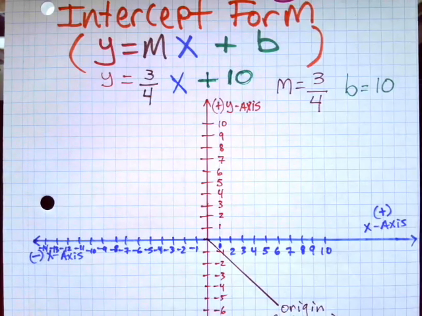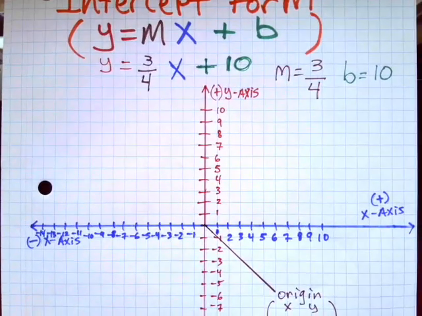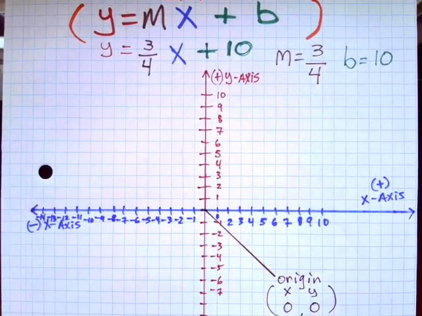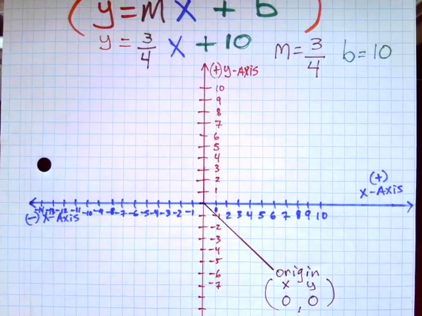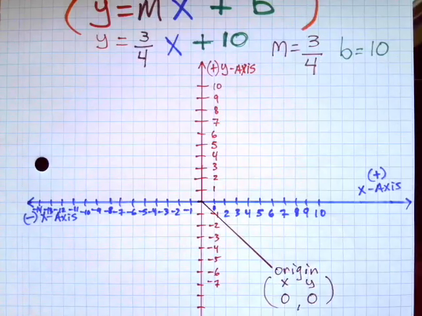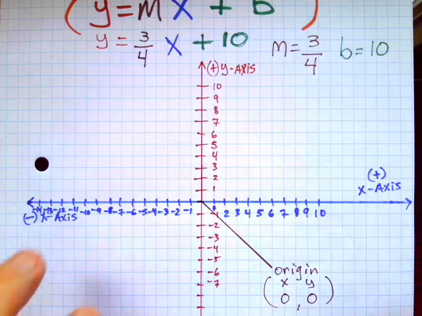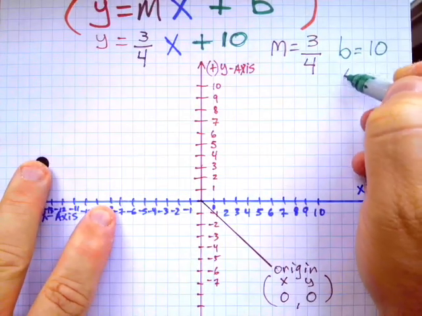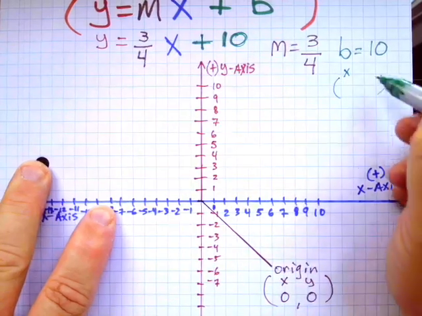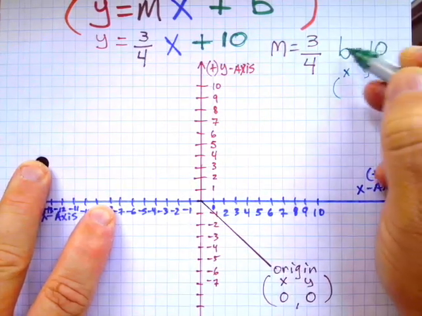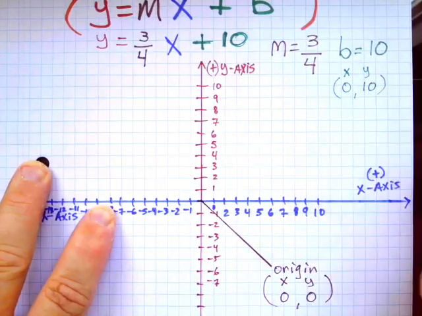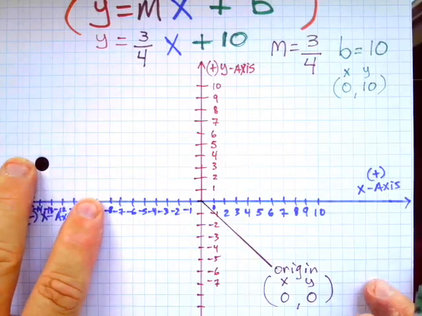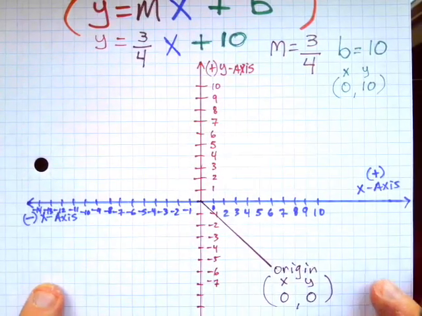So let's go ahead and graph the equation y equals 3/4 x plus 10 using only our y-intercept and our slope value. So here we go. The very first plot point you want to focus on is our y-intercept, where x is 0 and y is the b value. Here it's 10. That's our y-intercept. That's where you want to start your first plot point.